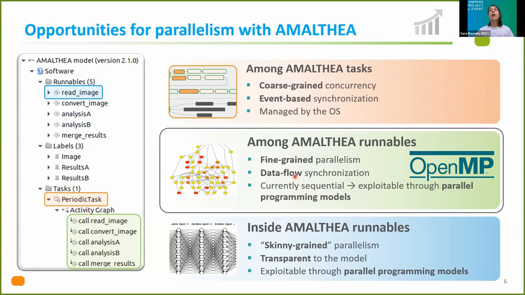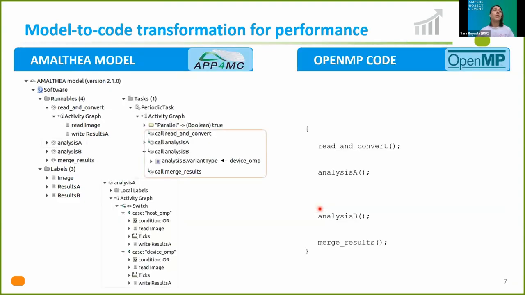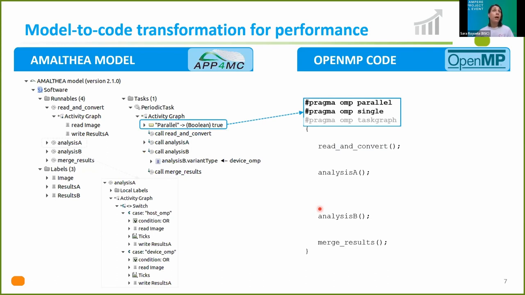We analyzed how the runnables are interconnected within an Amalthea task and how Amalthea tasks deploy these runnables based on task scheduling constraints. And we concluded that this is compatible with OpenMP. So what we did is to define a series of transformations to go from the model to OpenMP code. The different runnable calls in an Amalthea task are transformed into function calls of a C program. Then we have a specific custom property that we have included in the tasks to define that we want to exploit inter-runnable parallelism in that particular task. With this custom property, we generate the specific constructs to expose this parallelism.